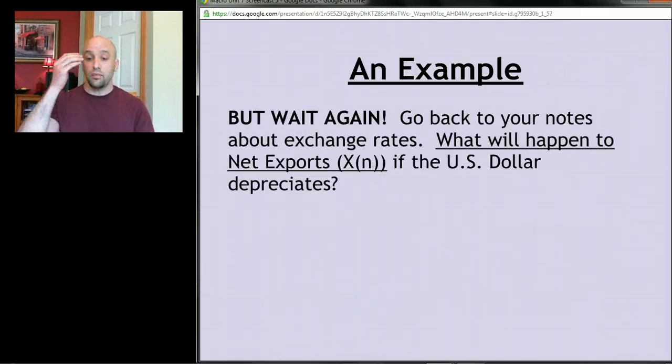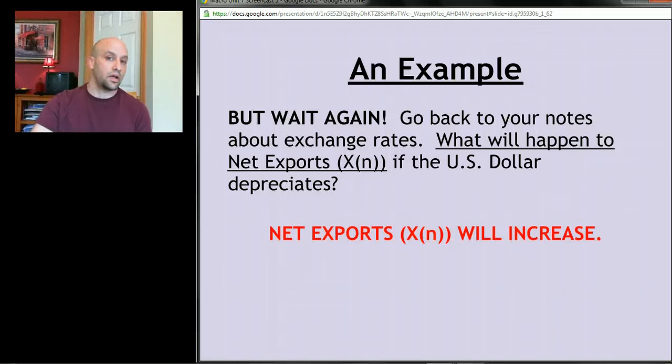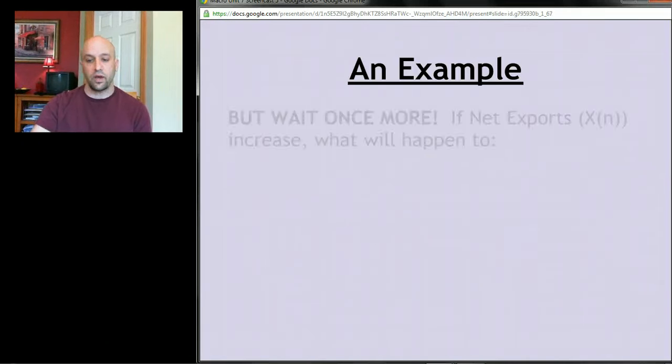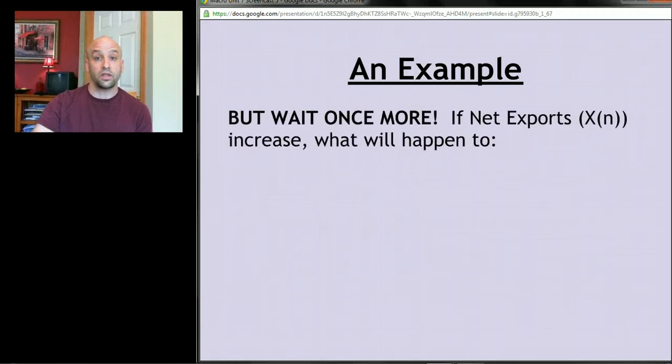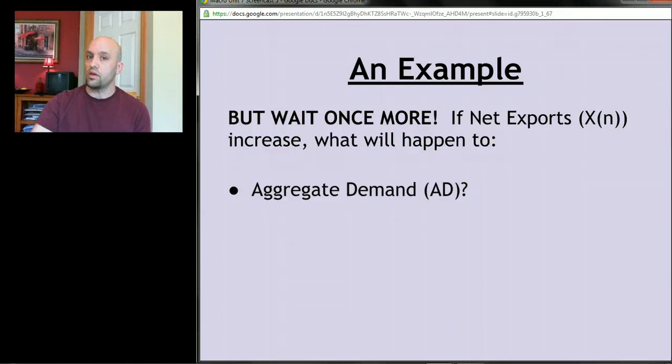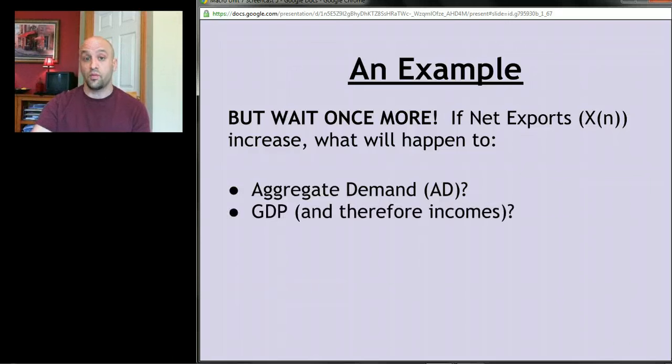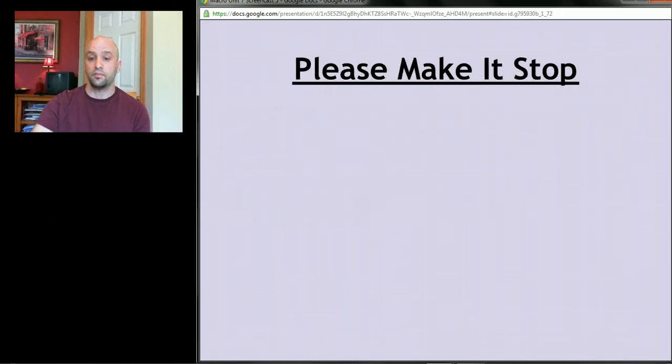But wait again. Because if you go back to your notes about exchange rates, that depreciating US dollar is going to have an effect on net exports. A depreciating US dollar is going to make net exports rise. If net exports rise in turn, that's still, again, going to have an effect on our economy. If net exports increase, we can think about what that's going to do to aggregate demand, what that change in aggregate demand is going to do to things like GDP and price levels, and so on.